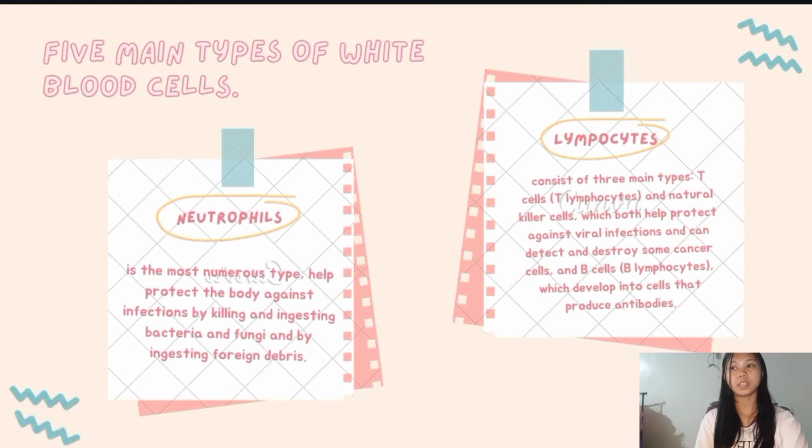The neutrophil is the most numerous type and helps protect the body against infections by killing and ingesting bacteria and fungi and by ingesting foreign debris. Lymphocytes consist of three main types: T cells, which are the T lymphocytes, and natural killer cells, which both help protect against viral infections and can detect and destroy some cancer cells, and B cells, or B lymphocytes, which develop into cells that produce antibodies.